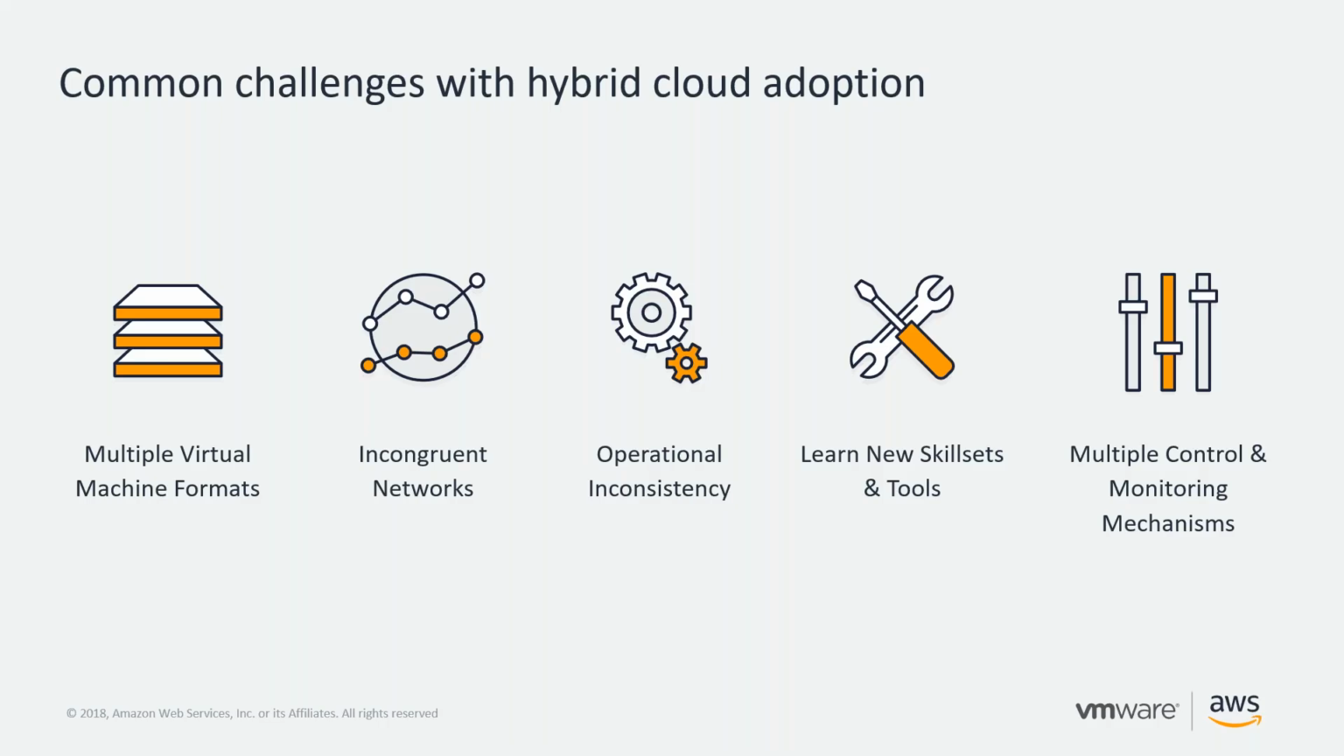From a VM format, you'll be able to use the same familiar VMs that you have on premises with VMware Cloud on AWS. You're able to extend your networks, so you're no longer having to deal with incongruent networks. As far as operational inconsistency, you now have that operational consistency, where the same look and feel of VMware that you're utilizing on premises is the same with VMware Cloud on AWS. And then also, you get to utilize the same skill sets and tools that you utilize today. And any type of monitoring mechanisms that you're using to control your environment, you can leverage that as well.